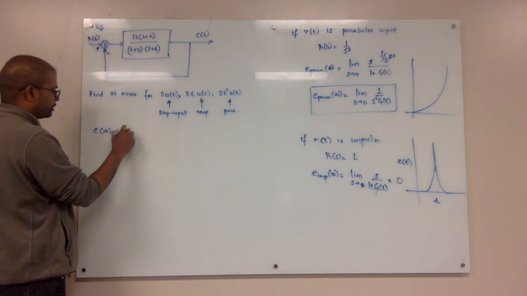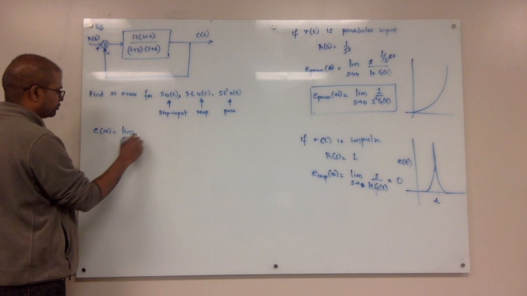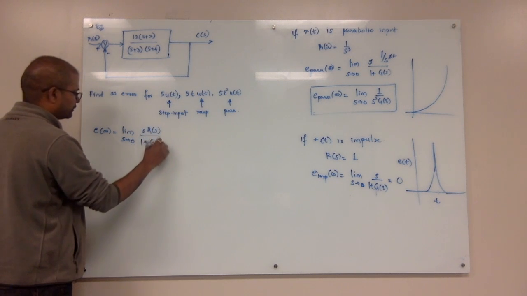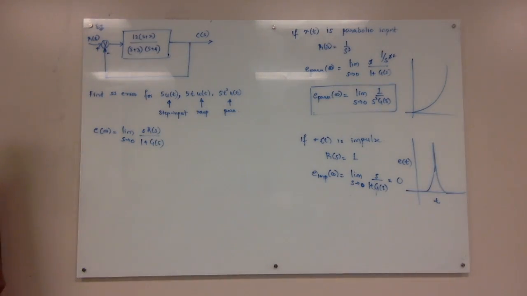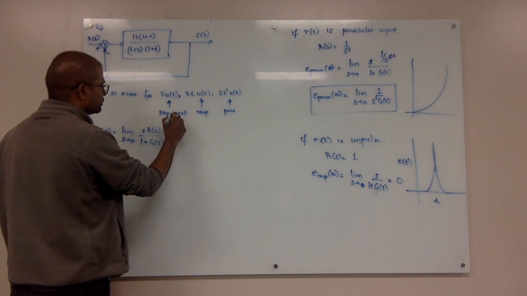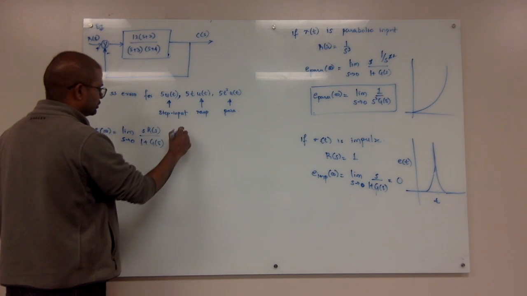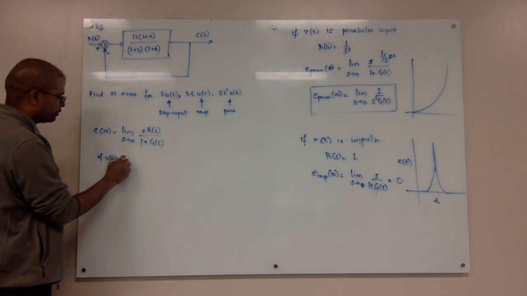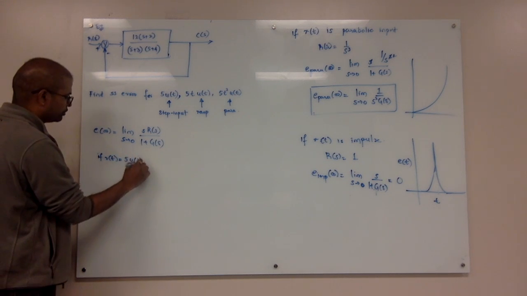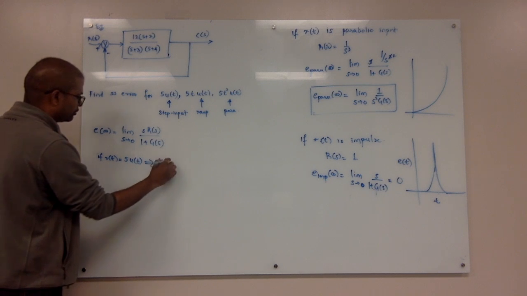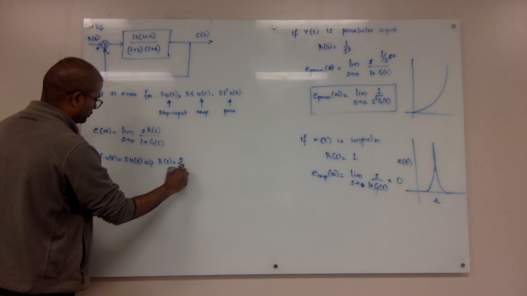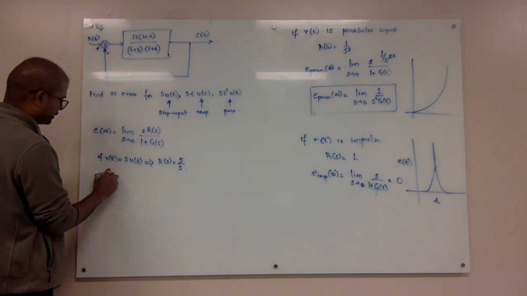So it is this, right? This is the basic definition: S times R of S divided by 1 plus G of S. You with me? So what is R of S? For a step input, it is 1 over S. If R of T is equal to 5 U of T, R of S is what? 5 over S. Okay.